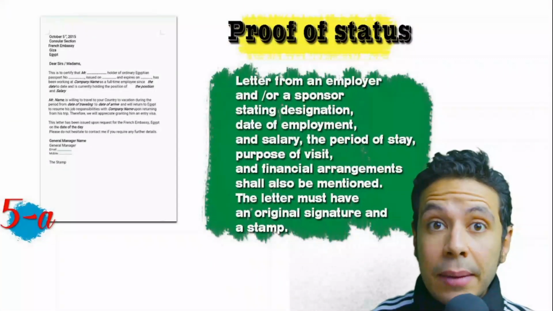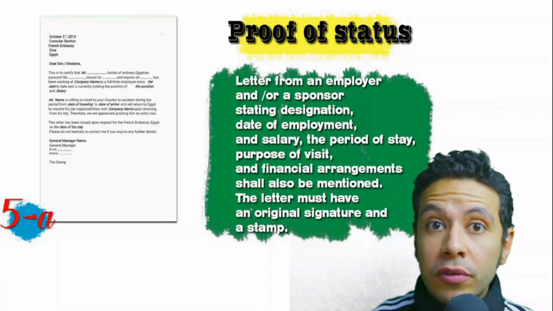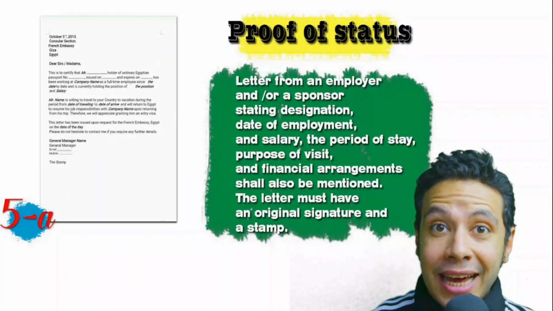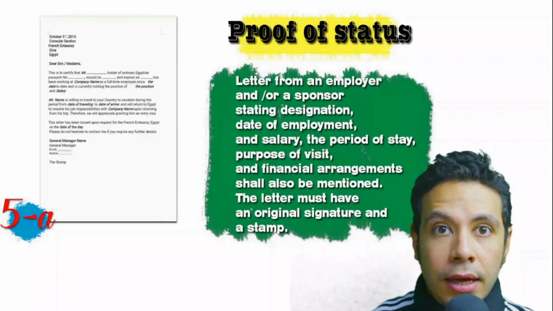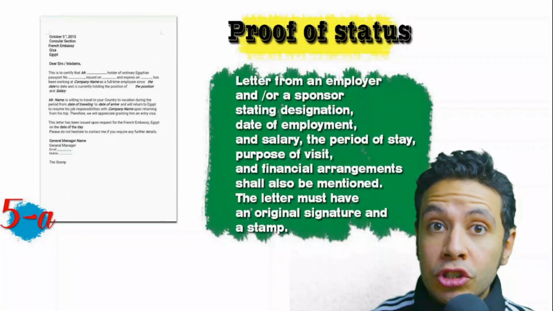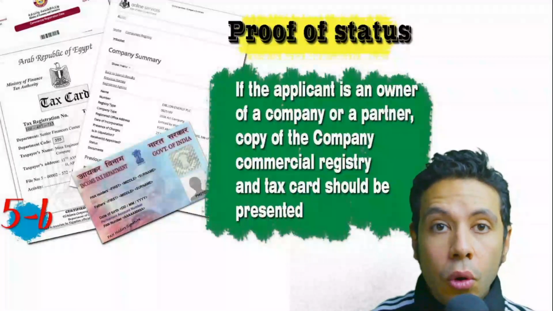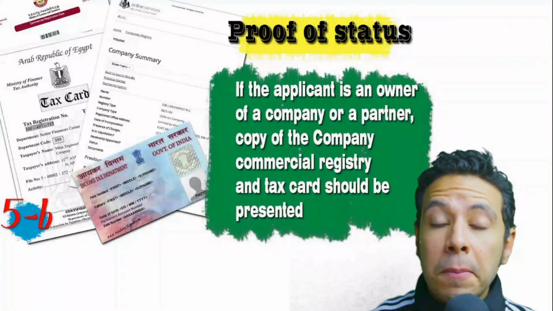In most visa application processes, you will be required to provide a proof of status. For example, if you are an employee, you will have to provide a letter from your employer or from your HR department mentioning your name, your work details, and your salary. Both address and contact numbers should be mentioned in that letter, and all letters must have an original signature and a stamp. But in case you are the owner of the company or you run your own business, then your commercial registry and your tax card must be presented.